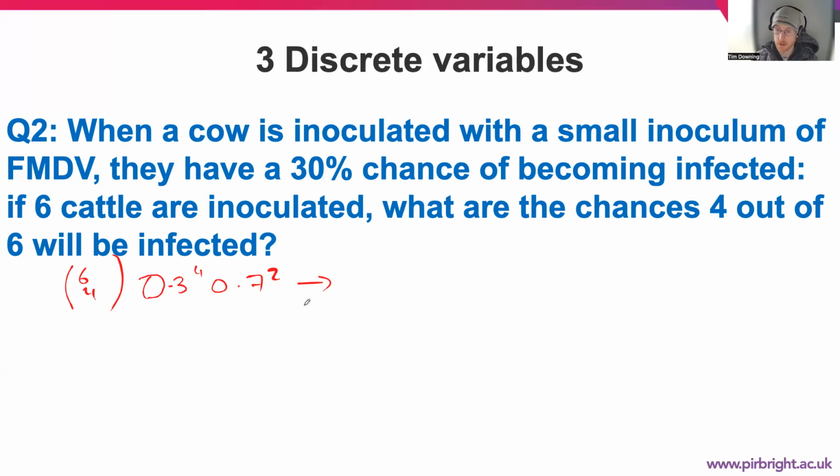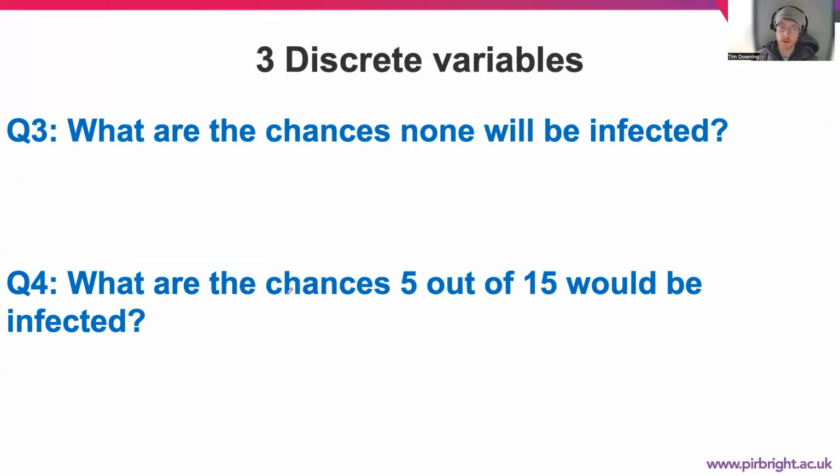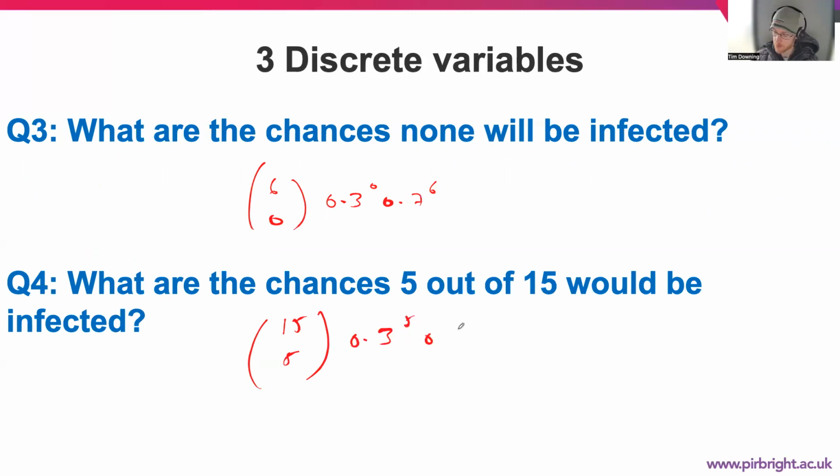In the same way, we can ask, what's the chance that none will be infected? So in this case, you have 6 choose 0, and then we have 0.3 to the power of 0 and 0.7 to the power of 6. 5 out of 15 is the same thing: 15 choose 5 by 0.3 to the power of 5 and 0.7 to the power of 10.